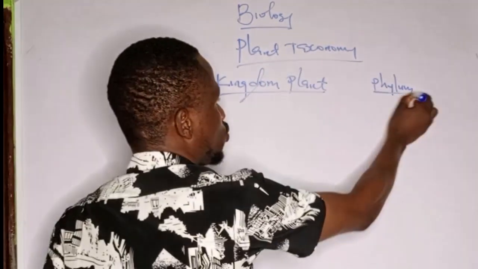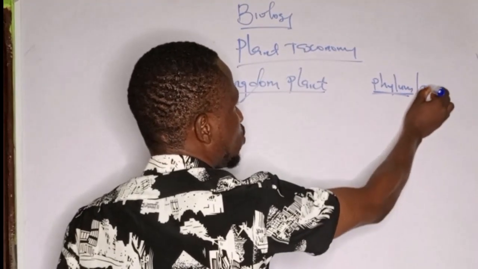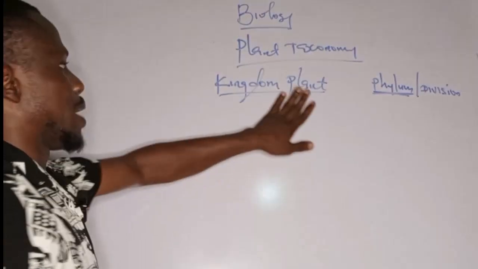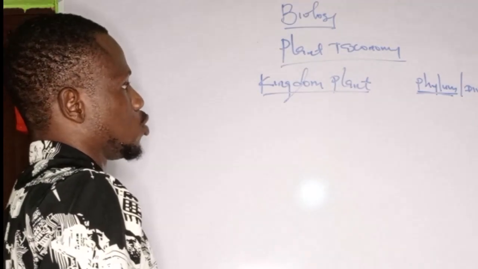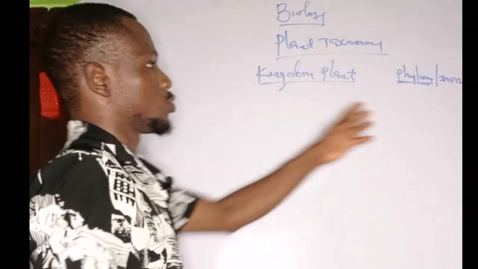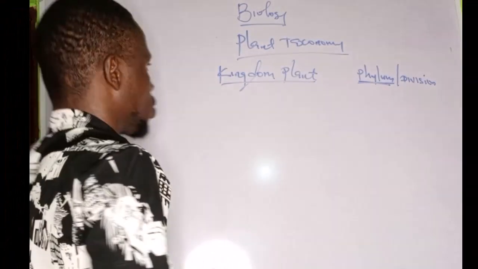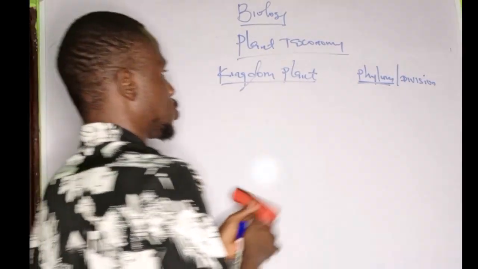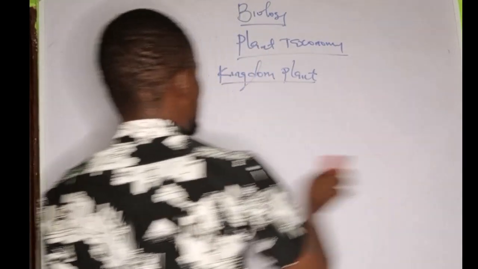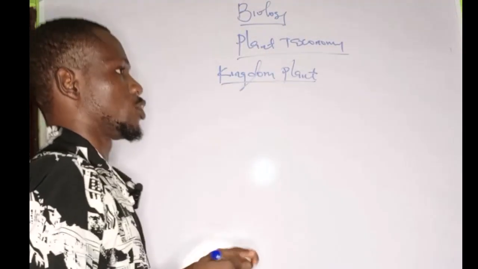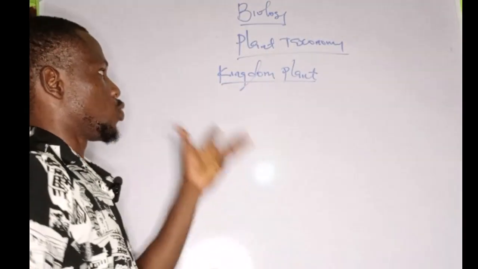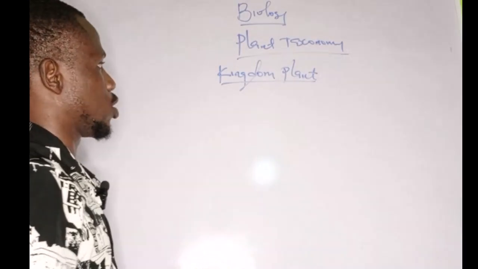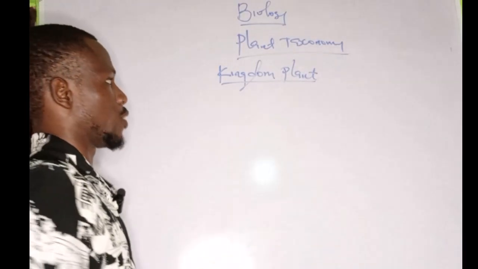In plants, we do not use the word phylum. We use the word division. So for the kingdom plantae, we are going to look at the divisions of the kingdom plantae. We don't call it phylum, we call it divisions. Before we do that, what are the features of the plant kingdom? You are going to see the features of the plant kingdom in the note section of the class.